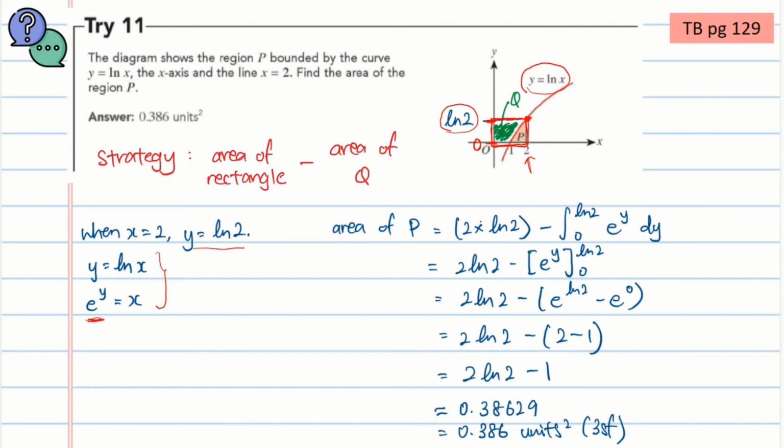Okay, so the area of the rectangle will be length, which is 2 units, this length here, and the breadth is actually ln 2 units. Okay, so from 0 to ln 2. So this is the area of the rectangle. Let me just indicate it for you.